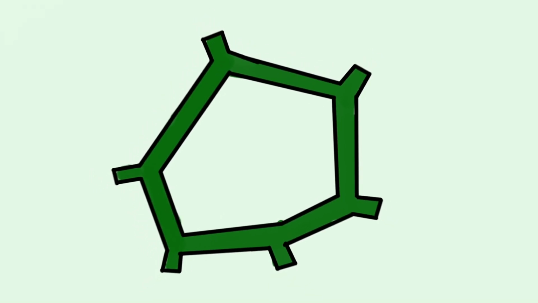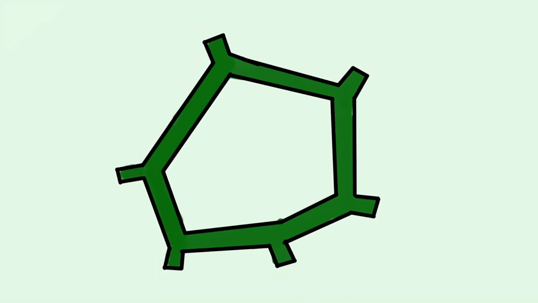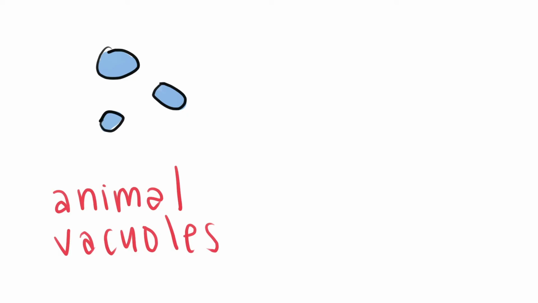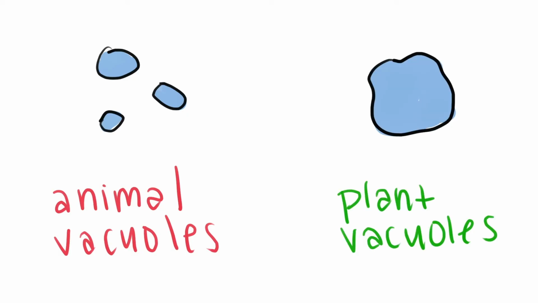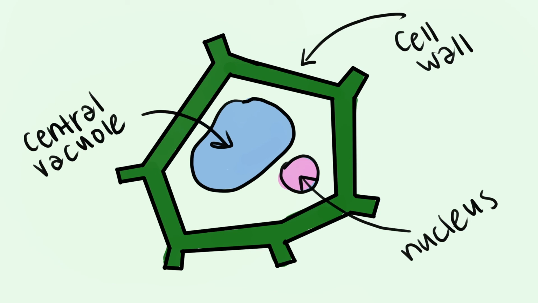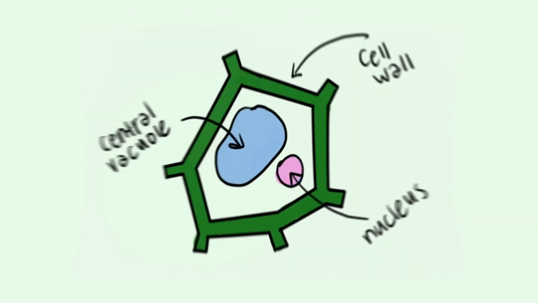Also, just like many prokaryotes, plant cells have a cell wall that adds an extra layer between the cell and the environment. Finally, the last organelle that is unique to plant cells is the central vacuole. Earlier in the video, we talked about how all eukaryotes have vacuoles that are used for storage. Animal cells have lots of small vacuoles, but plant cells usually have a single, large vacuole called the central vacuole. A plant's central vacuole helps maintain the size and shape of the cell. For example, if the central vacuole is full of water, then the cell will grow a bit. But if the central vacuole has only a little bit of water, then the cell will slightly shrink.